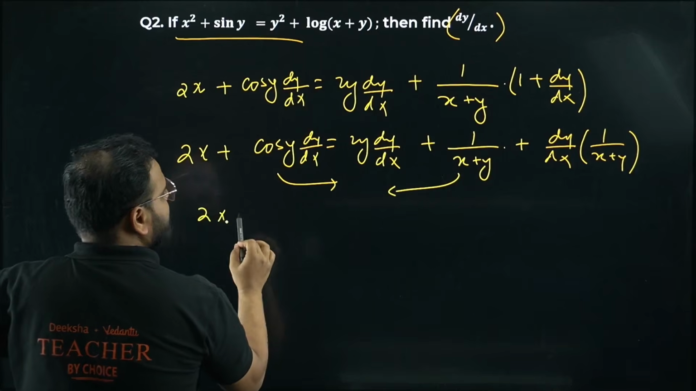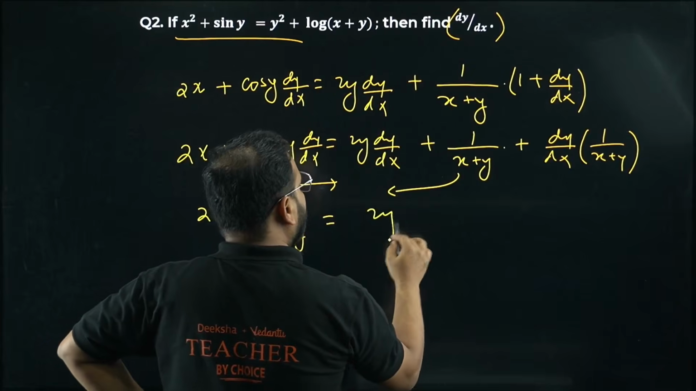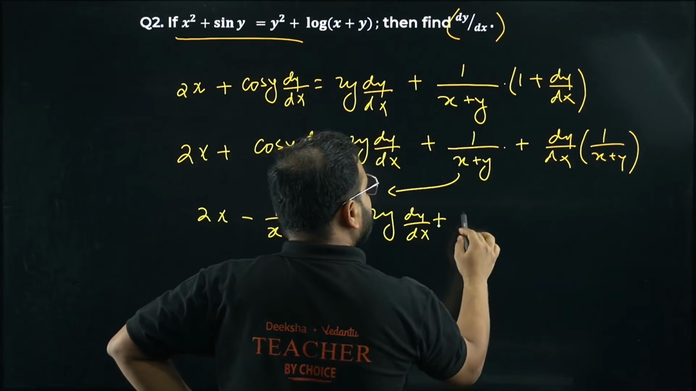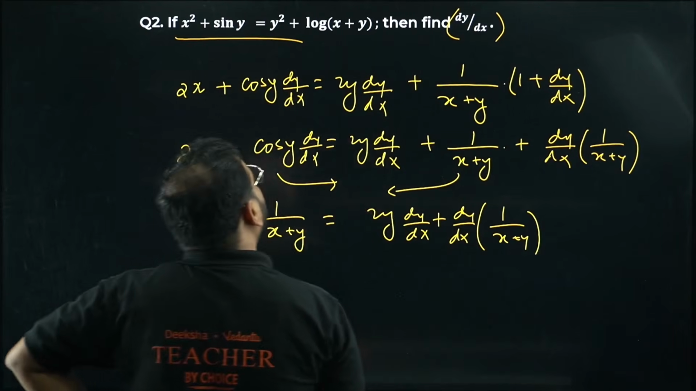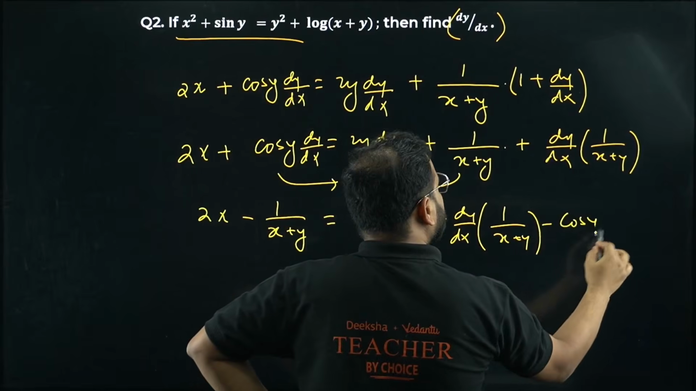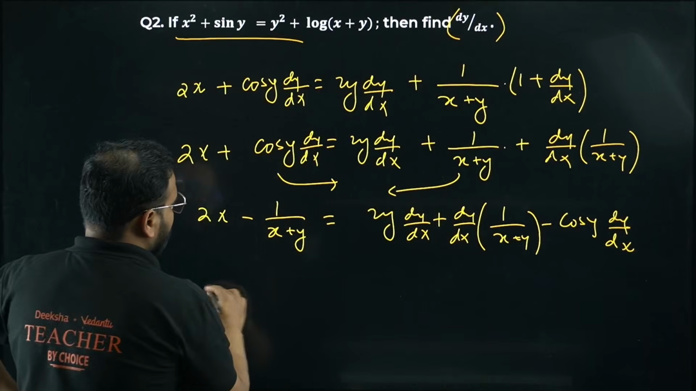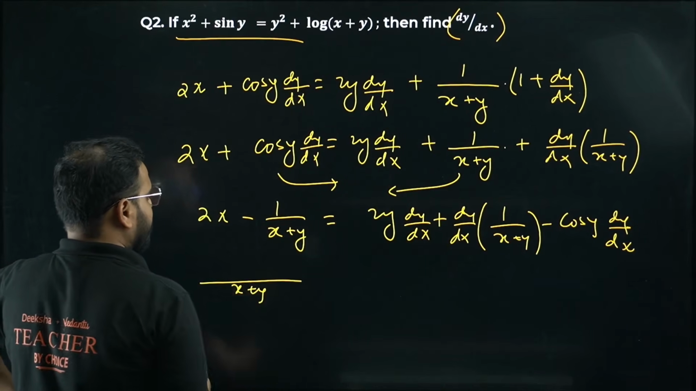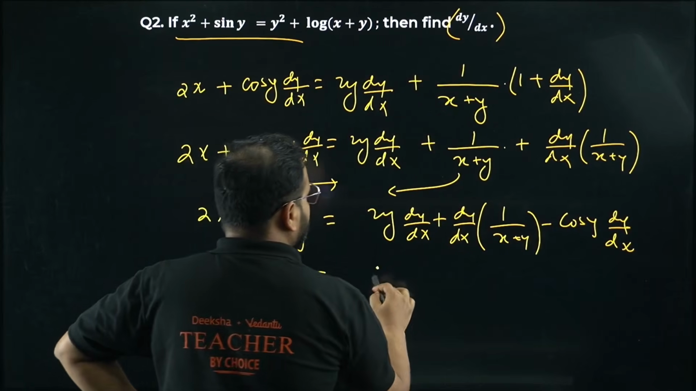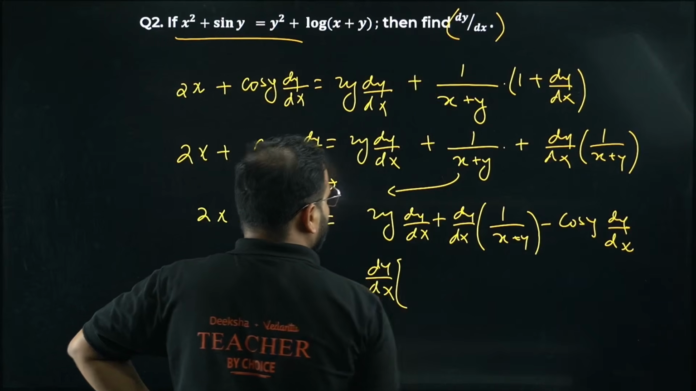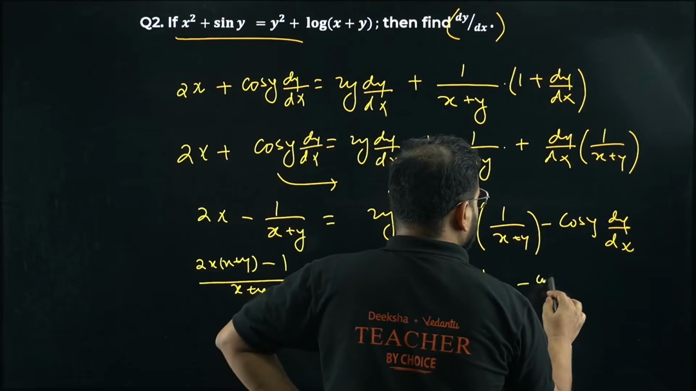I'll bring this thing over here and this thing to this side. It will become 2x minus 1 upon (x plus y). Okay, and we'll have over here 2y dy by dx plus dy by dx times 1 upon (x plus y), and I will have a minus cos y dy by dx. Chaliye. Again I take something common over here, I can do that. It will become (x plus y) times (2 times (x plus y) minus 1) equals, I can take dy by dx common here, sir. It will become 2y plus 1 upon (x plus y) minus cos y.